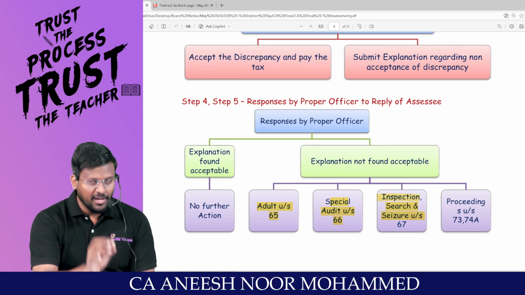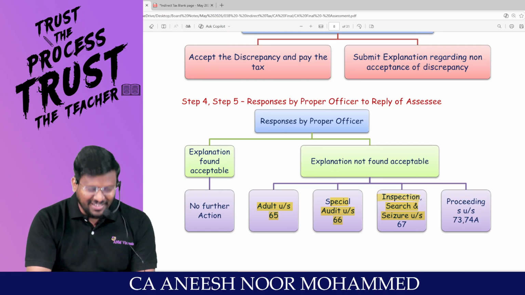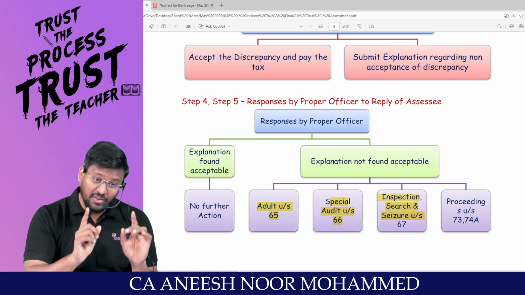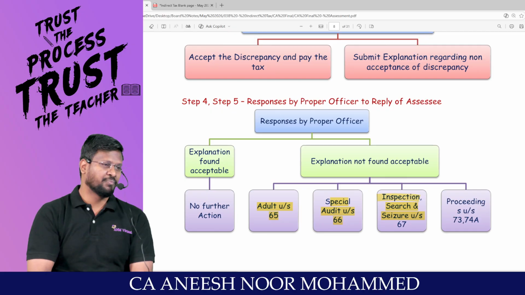The same way, the proper officer is saying that you don't worry, man. We will come and inspect. We will search and we will find out also. Once we find out, we will seize and go.